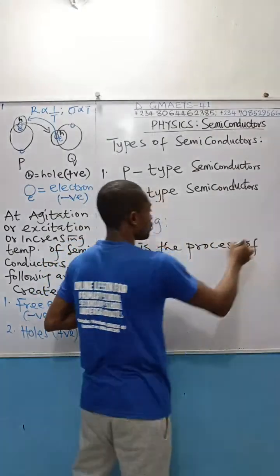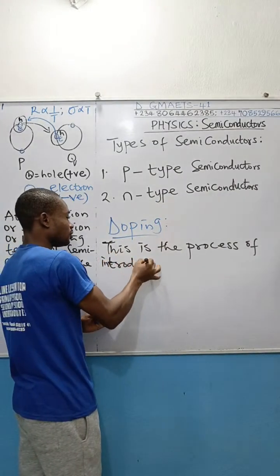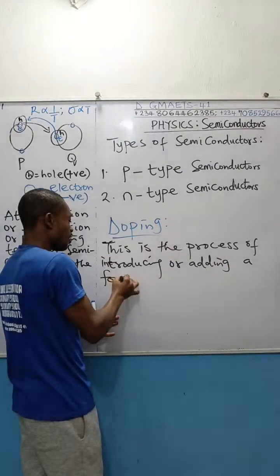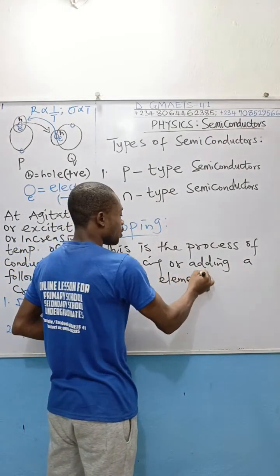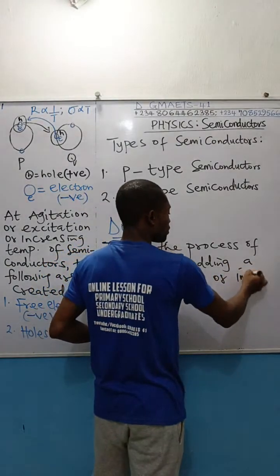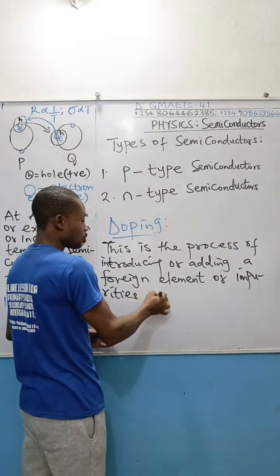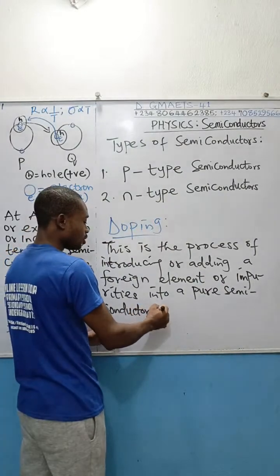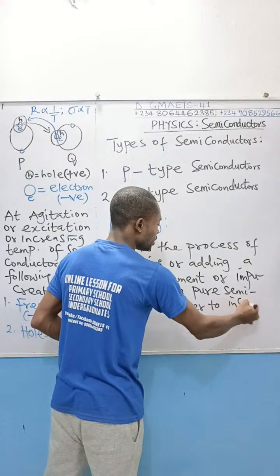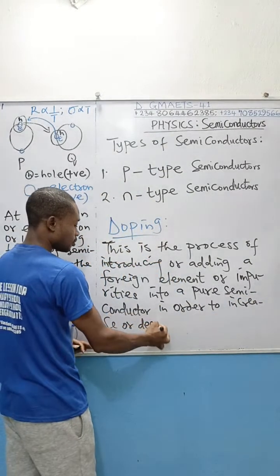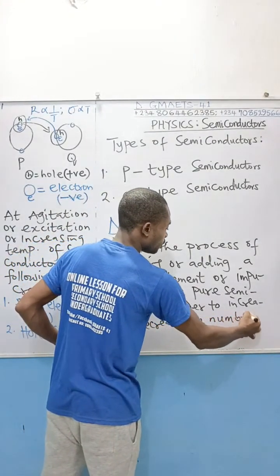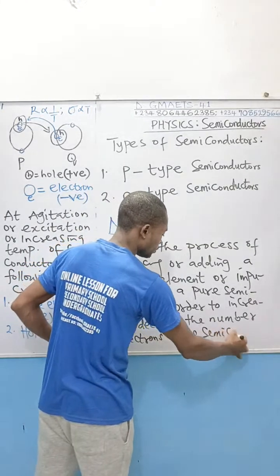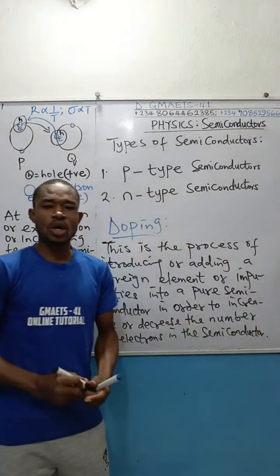This is the process of introducing or adding a foreign element or impurities into a pure semiconductor, in order to increase or decrease the number of electrons in the semiconductor. So this is what doping is.